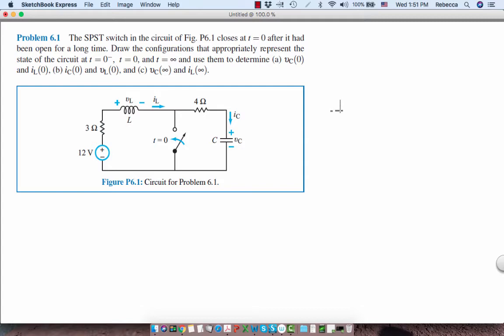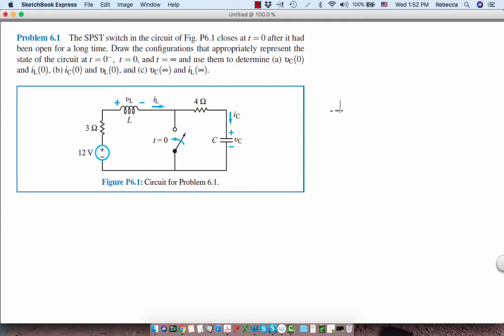So we have that the SPST switch closes at t equals 0 after it had been opened for a long time. Draw the configurations that appropriately represent the state of the circuit at t equals 0 minus, t equals 0, and t equals infinity, and use them to determine all of these things. So let's look at t equals 0 minus. So the switch had been open for a long time.